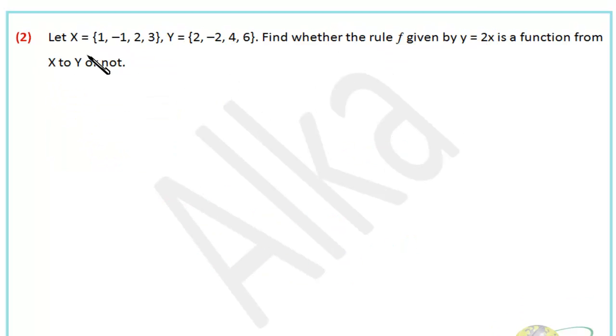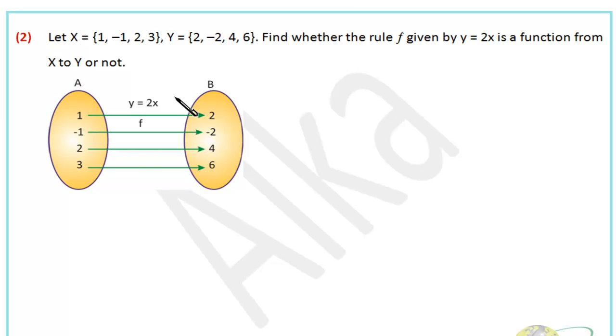Now in this question, X is this, Y is this. Find whether the rule f given by y = 2x is a function from X to Y or not. First of all, I draw the diagram. Now see here, X is 1, -1, 2 and 3. Y is 2, -2, 4 and 6. Now y = 2x, so for this x, y must be 2x: 2, -2, 4 and 6.